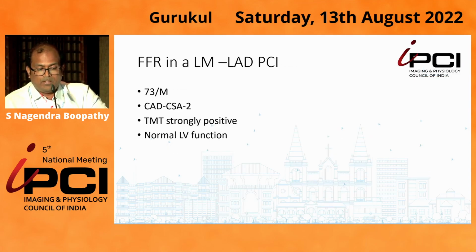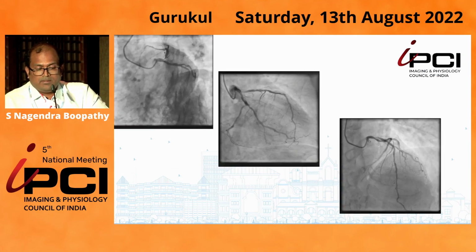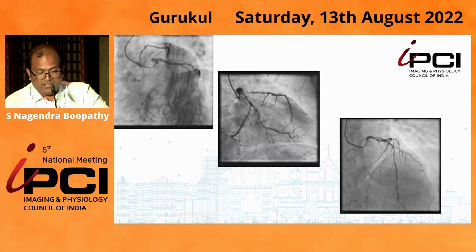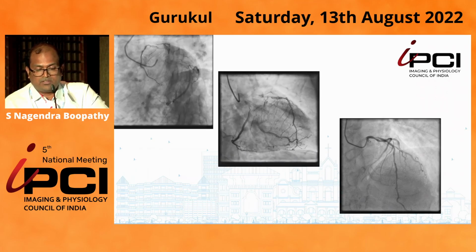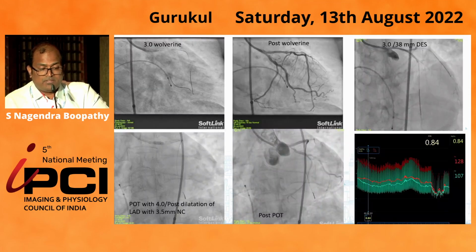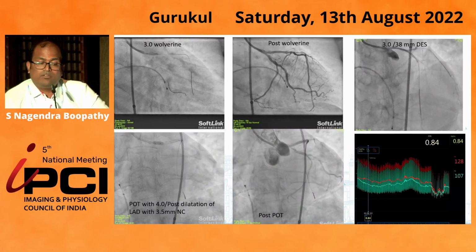Another patient, 73-year-old male, class 2 angina, strongly positive treadmill, normal LV function. A kind of 0-1-0 lesion in the ostial LAD. There is no question of nailing this particular lesion. The lesion starts at a narrow angle, at the distal left main itself. So we imaged it with IVUS. For want of time, I didn't show it. There was only a fibrotic plaque.